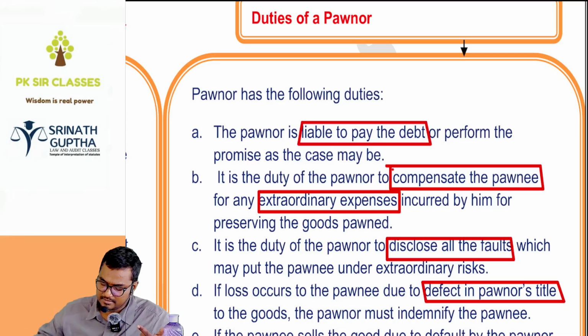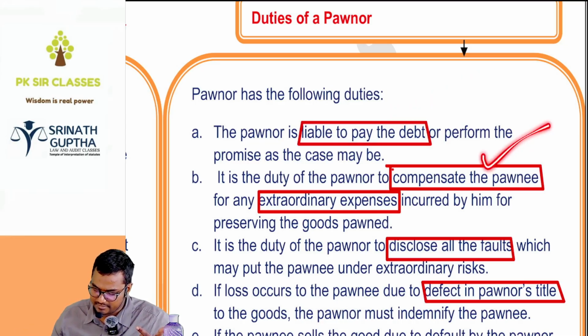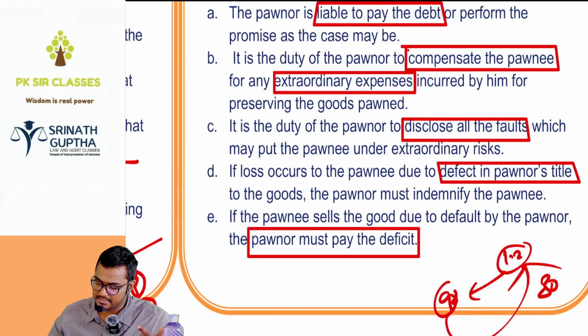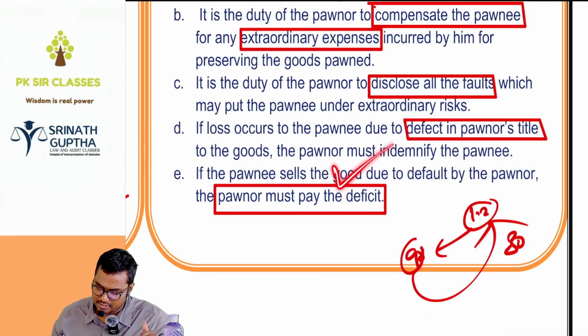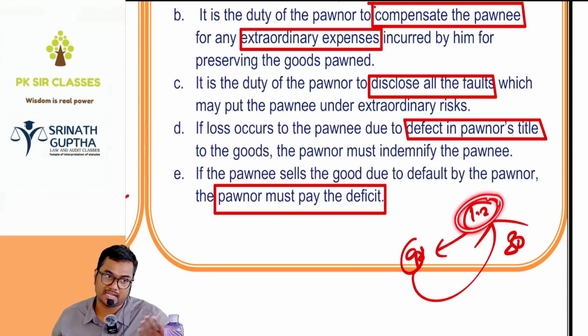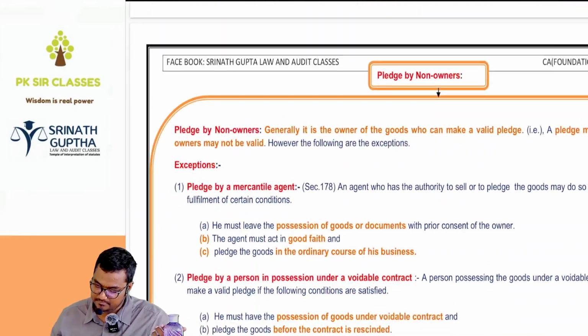Duties of the pawnor, nothing but the duties of the bailor. That is, the pawnor is liable to repay the debt and compensate for the extraordinary expenses, and disclose the defects. If the pawnee is getting any loss due to our defective title, we have to compensate the pawnee. And if there is any deficiency after reselling the goods, we have to pay. Actually, we have to pay 1.2. Unable to pay, he sold the gold getting only 80k. So extra 30k we have to pay or not? So these are the duties of the pawnor.